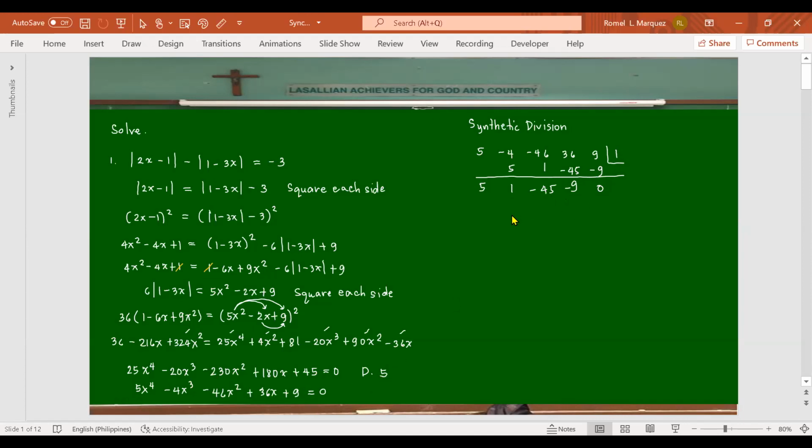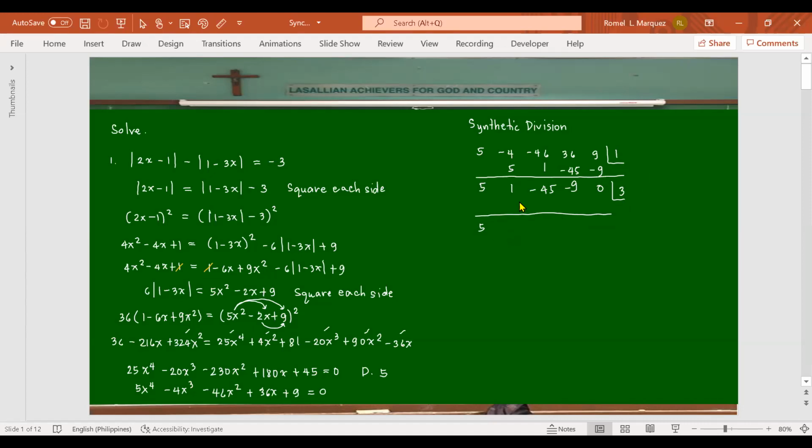Okay? So let's continue. Let's try another number. Continue with, let's say, -1. Will -1 work here? Let's see. 5 times -1 raised to 4 is still 5. It will plus 4 now. Minus 46, minus 36, plus 9. So it's not. So let's try 3. I think 3 will work here.